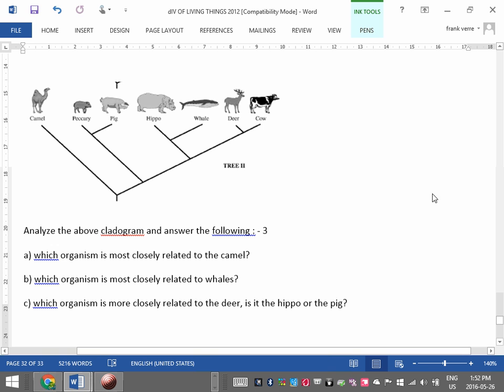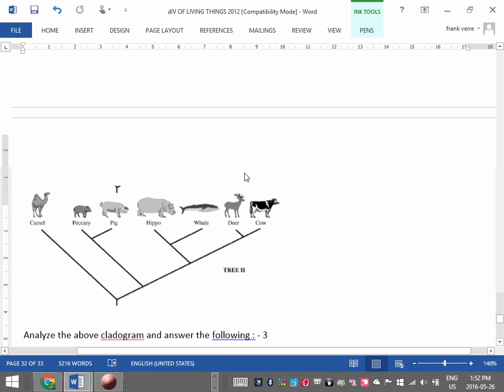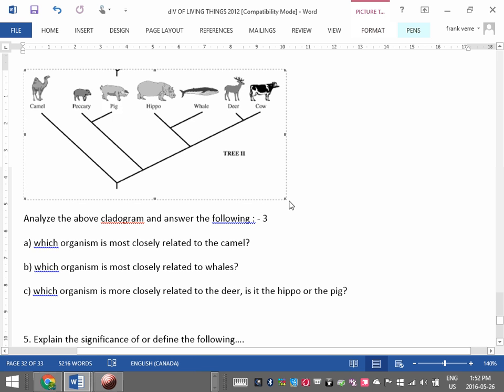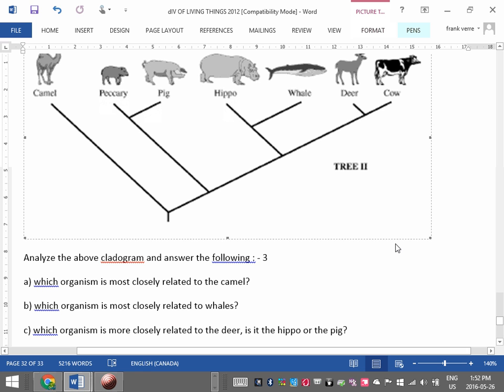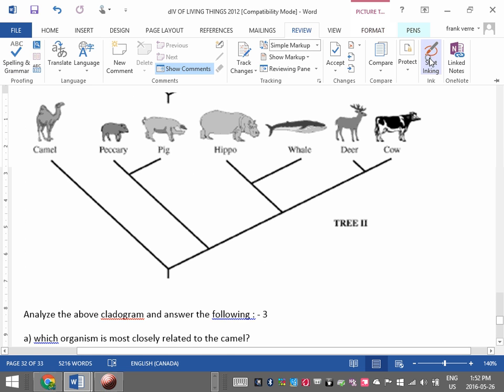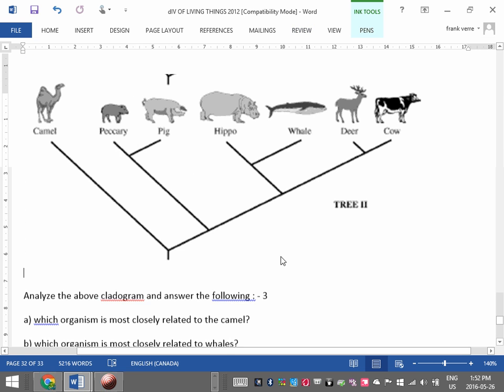Which one? Oh, can you not? Okay, you know what? Let me make it bigger. I'll actually expand this box so you can see it. Peccary. Very good. Yep, very good.